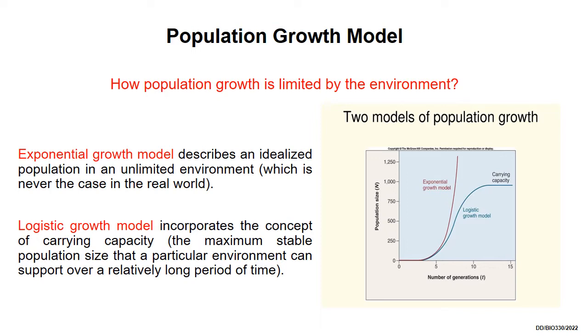The red line demonstrates the exponential growth model, where the population keeps increasing in the number of members because of the unlimited environment, which is never the case in the real world. It can occur in laboratory conditions only. The blue one refers to the logistic growth model, where it incorporates the concept of carrying capacity. They reach a certain level before they reach what we call a plateau.